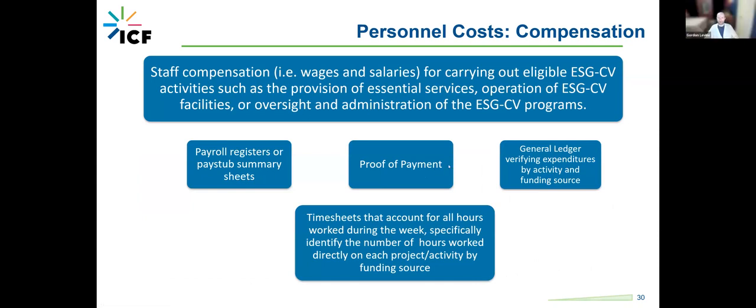I'm muted. All right. Compensation, staff compensation, meaning wages and salary for carrying out eligible activities like providing services, operating facilities, or overseeing and administering ESG-CV programs, by which we mean the costs of salaries and wages for everybody involved, which are your case managers, your program managers, your budget specialists, your grant managers, your HMIS staff, and even that executive director if they're dipping their toe in every so often. Here's what you need. Payroll register or pay stub summary sheets. You need proof that money went out the door.